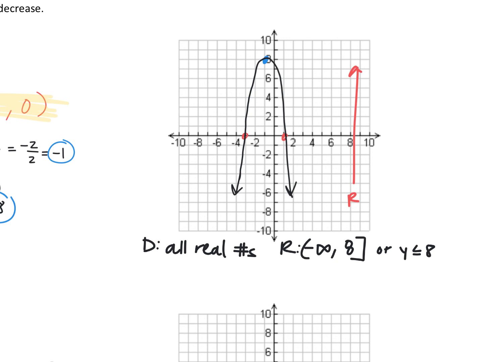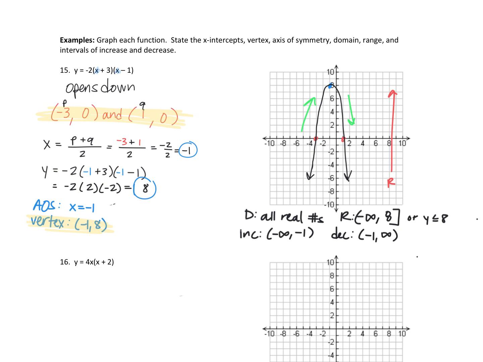And then our increasing and decreasing can be kind of confusing. It's going up and then down. So that means it's increasing on the left side, so that would be from negative infinity to negative 1. It would be decreasing on the right side from negative 1 to infinity. So if you notice, we did not make a table. If you want to make a table to get 5 points instead of just 3, that would be fine with me.